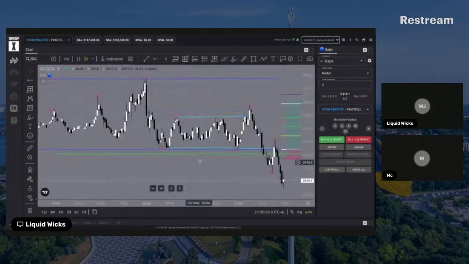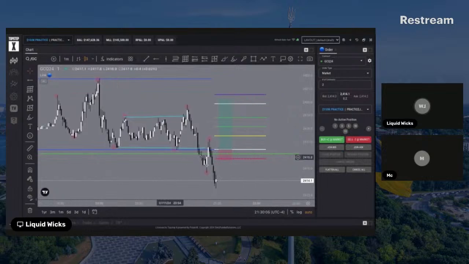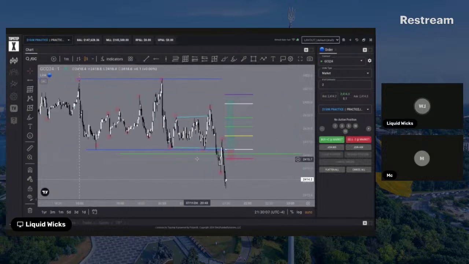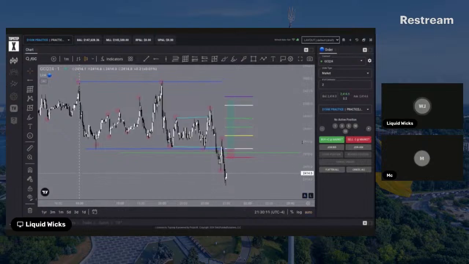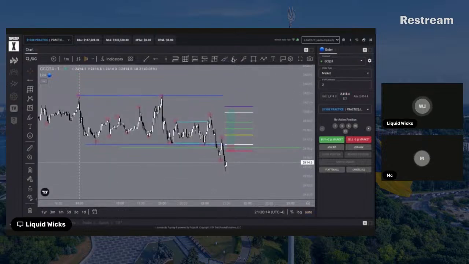Switching back and forth is disorienting sometimes. Sorry, there we go. So yeah, this is the 70%. We just traded right below it. Made a little bit of a support right here. It's 9:30.